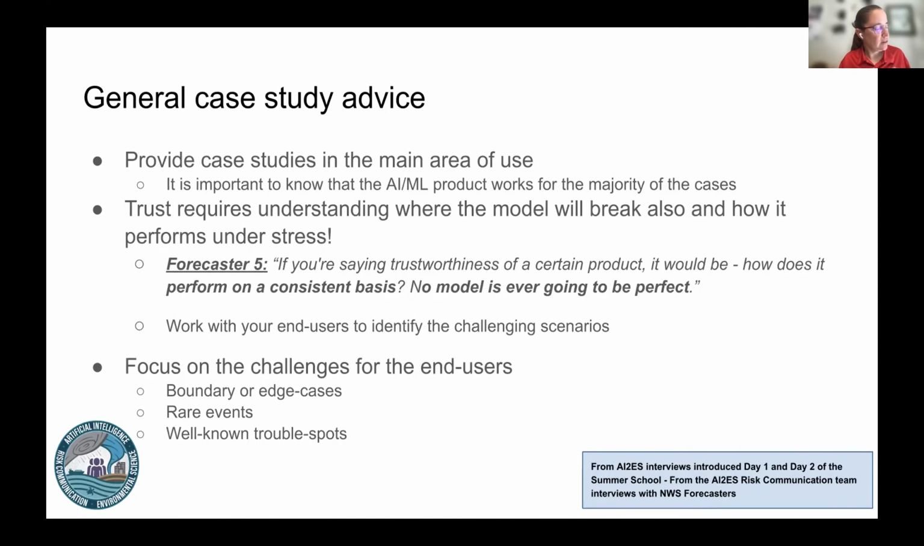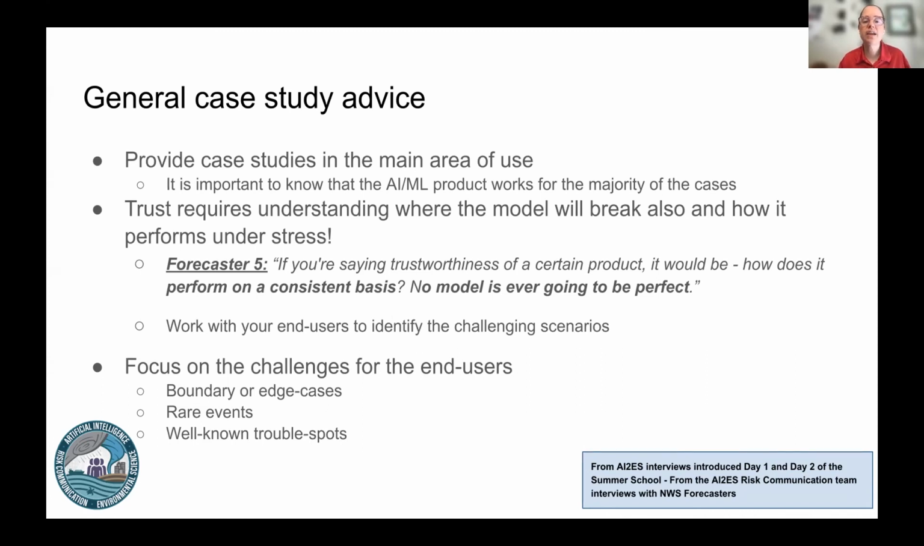So I think we're hitting time right on time. What we're going to do for the end of this is try to talk about general advice on how to do case studies. So for example, provide case studies in their main area of use, like we just talked about. You really do need to know that the machine learning product works for the majority of the cases. If it doesn't work for the majority of the cases, then who really cares how well it works for the edge cases? Because if you can't use it 80 or 90% of the time, then it's probably not going to get used. But you don't need to focus your case studies in that main area of use.